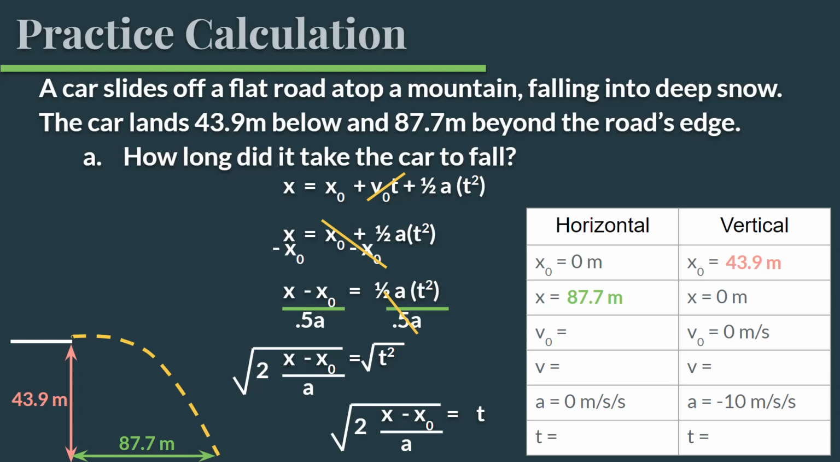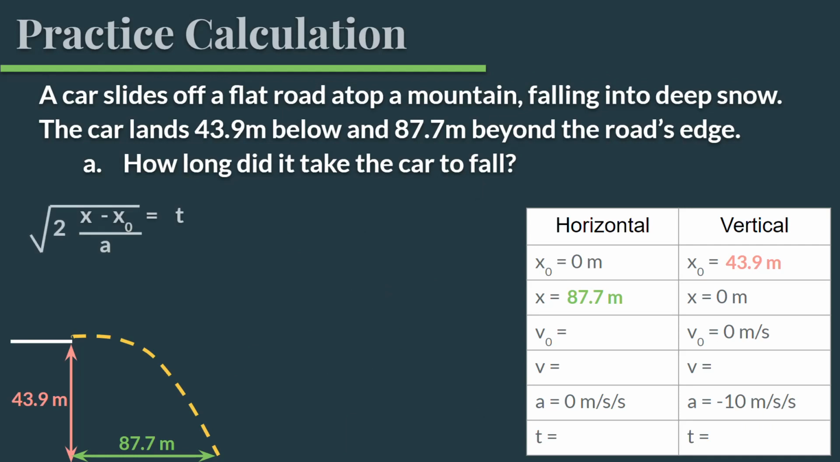So we're going to substitute into this equation. And when I substitute in, I have this. Again, this 2 is multiplied by this entire fraction, so just keep that in mind. I have 2 times 0 minus 43.9 over negative 10, and all of that under my radical equals t.